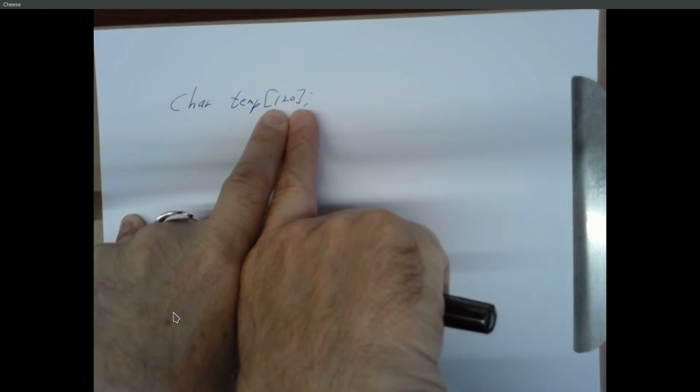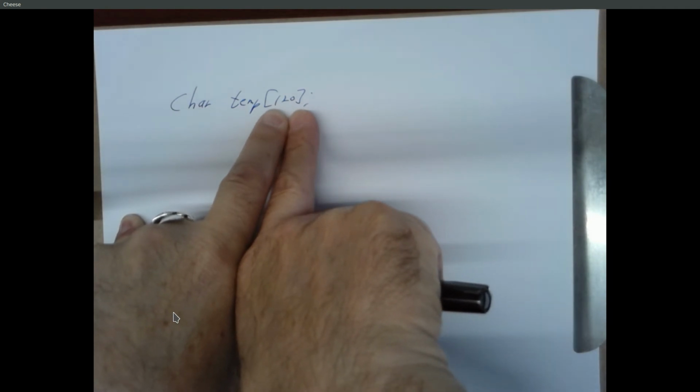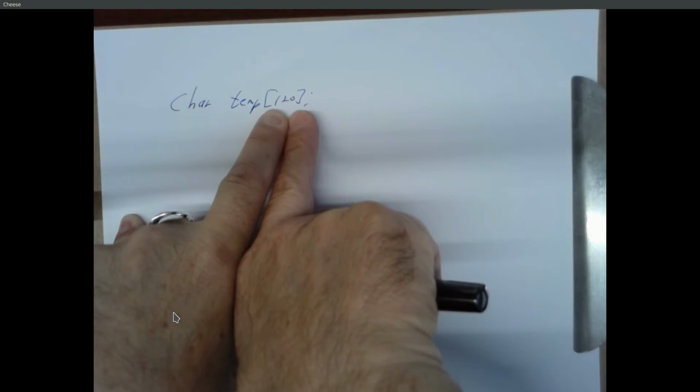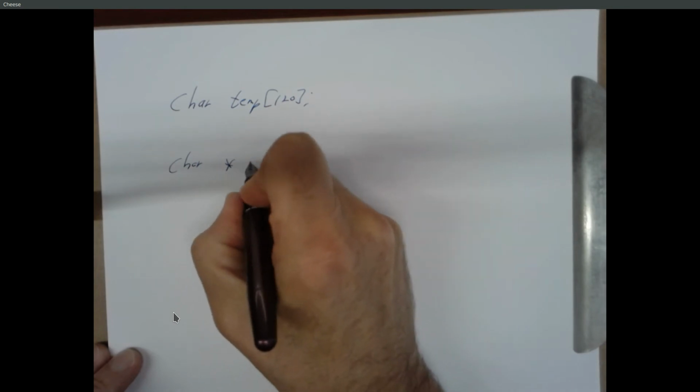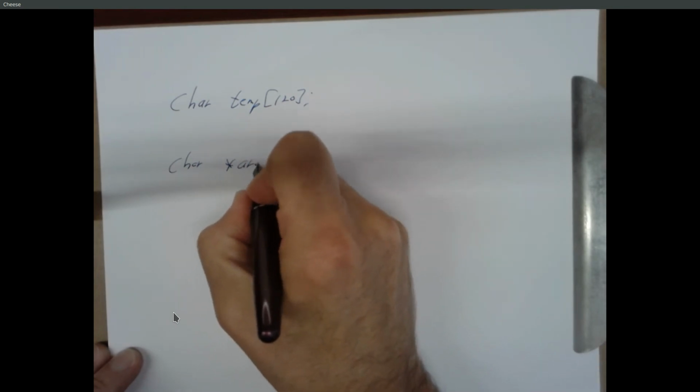We're telling it how long this array is. It holds 120 characters. Sometimes, though, we do this. char star, name of a variable.